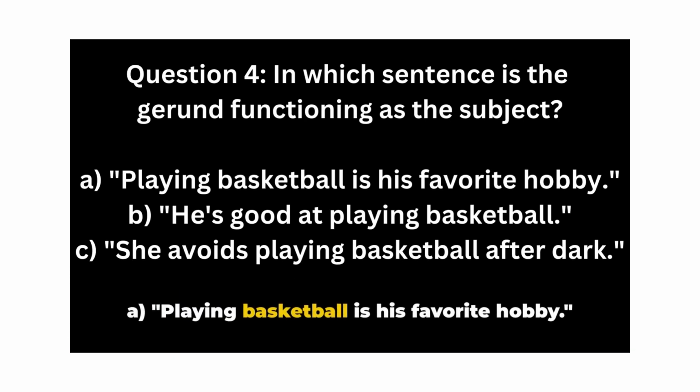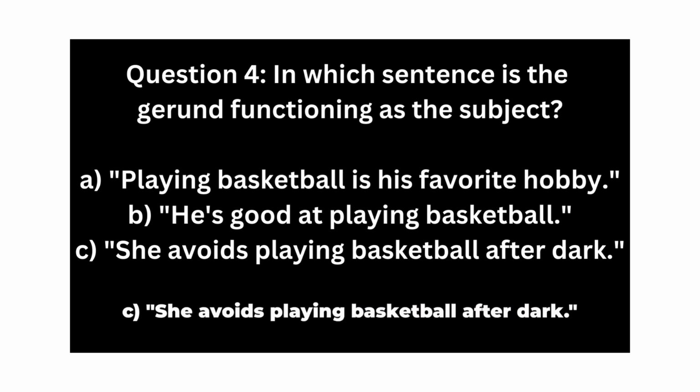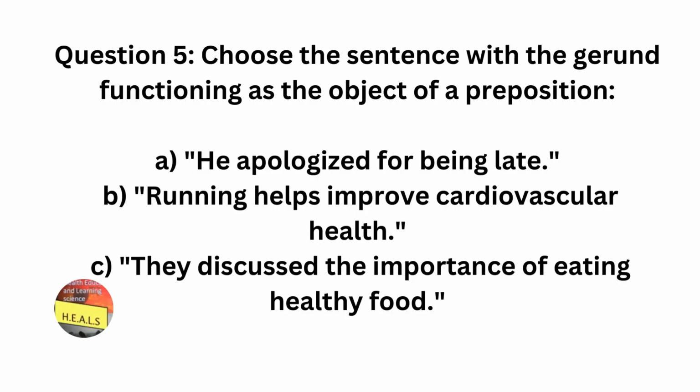Question 4. In which sentence is the gerund functioning as the subject? A. Playing basketball is his favorite hobby. B. He's good at playing basketball. C. She avoids playing basketball after dark. Correct answer is A. Playing basketball is his favorite hobby.